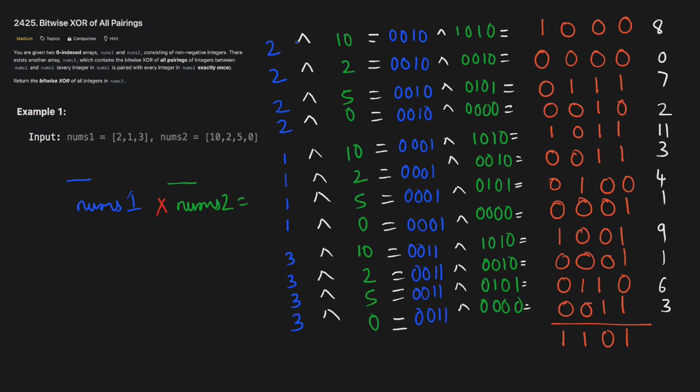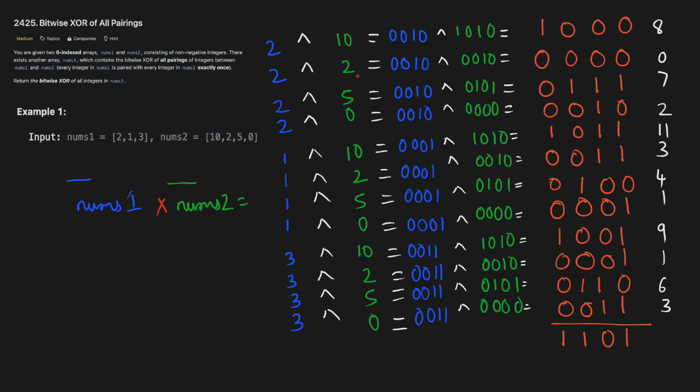I have marked elements from nums1 in blue and elements in nums2 in green. So first we will perform 2 XOR 10. Binary representation for 2 is 0010 and for 10 is 1010. Now we perform bitwise XOR. At the 0th position, 0 XOR 0 will give us 0. At bit position 1, 1 XOR 1 will give us 0. Then at bit position 2, 0 XOR 0 will give us 0. And finally at bit position 3, 0 XOR 1 will give us 1. And now we get the number 1000 in binary, which is 8 in decimal.